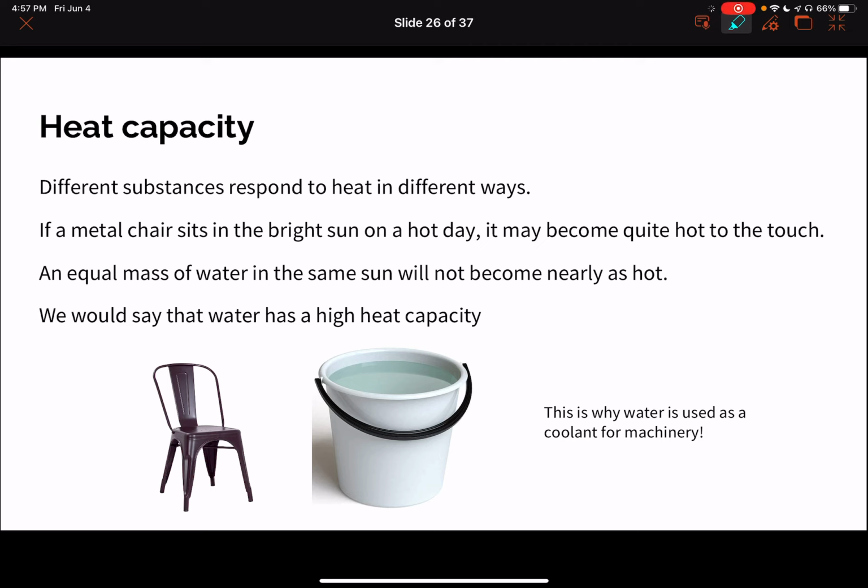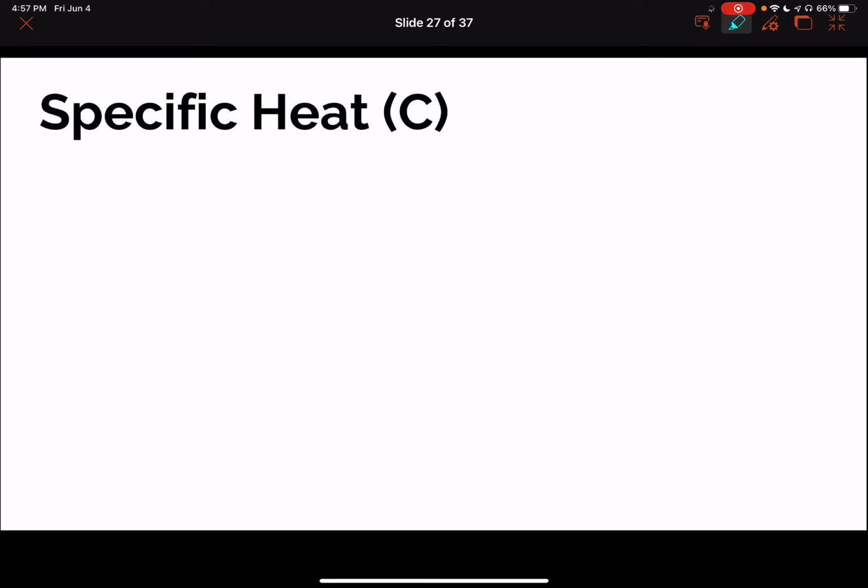So heat capacity tells us that different substances respond to heat in all different ways. If a metal chair sits in the bright sun on a hot day, it becomes quite hot to the touch. An equal mass of water in the same sun will not become nearly as hot. So we would say that the water has a high heat capacity, and this is why they use water as a coolant for machinery.